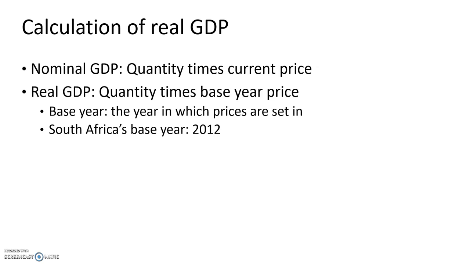Calculation of real GDP. So we know how to calculate nominal and real GDP. So nominal GDP, we said, is quantity times current price, and real GDP is quantity times base year price. And just like I mentioned earlier, the base year implies the year in which prices are set in.